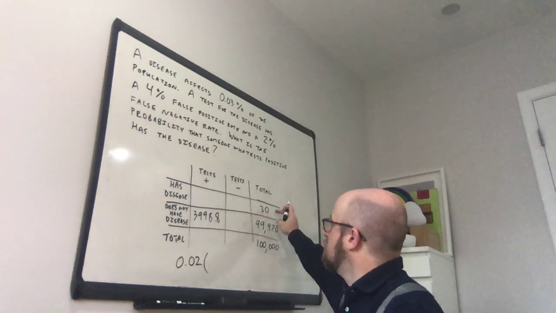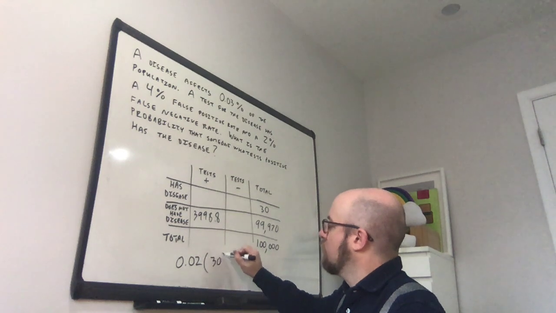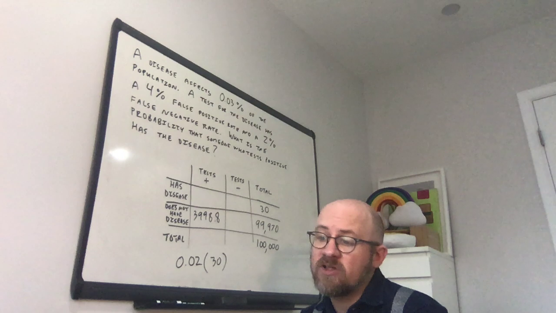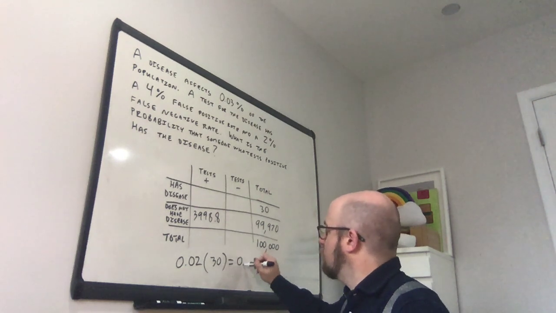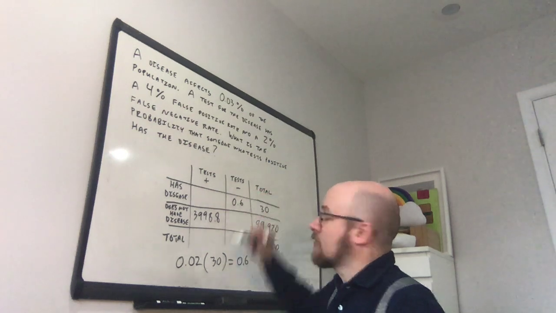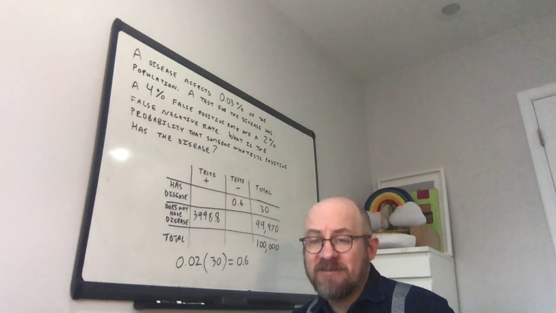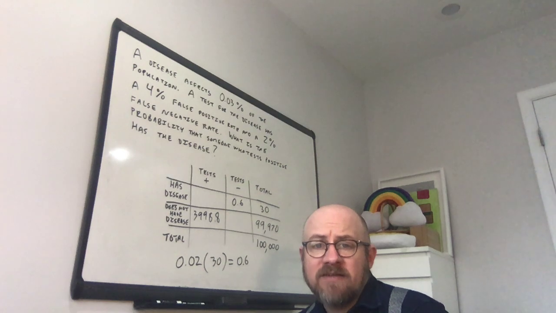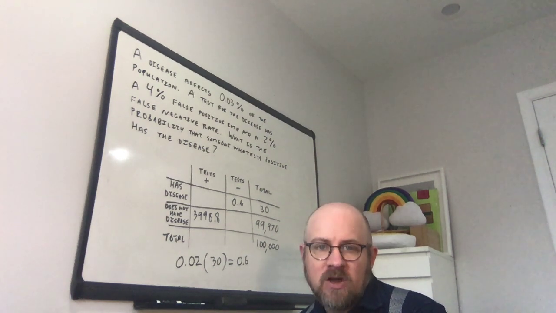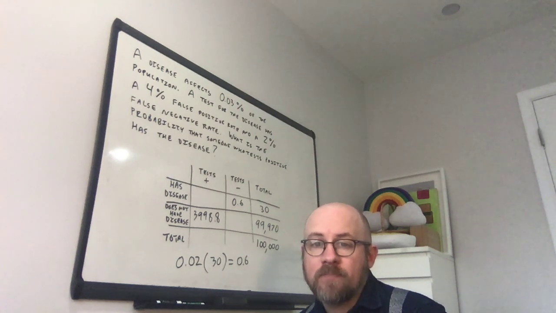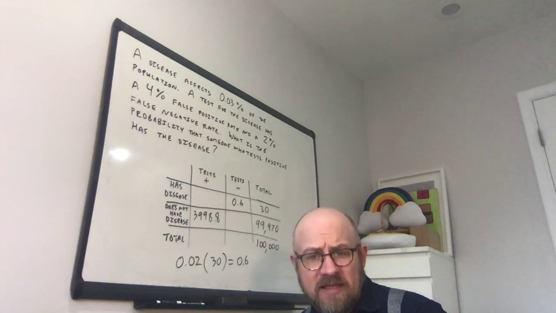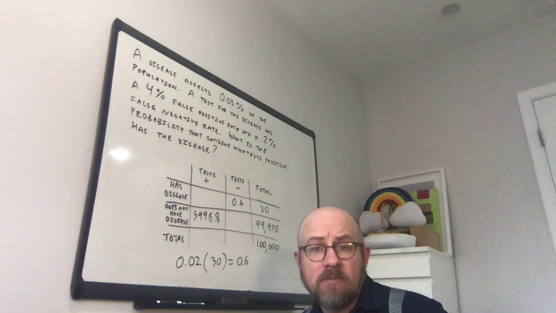So 0.02 of the 30 people who have the disease are going to test negative. And if you multiply that out, that comes out to 0.6. Now, a common mistake that I see my students make a lot is to say, oh, well, 0.6 of a person, that can't happen, right? So I'm going to round that to 1. And that's a bad kind of assumption to make, because these aren't really people, these are probabilities.